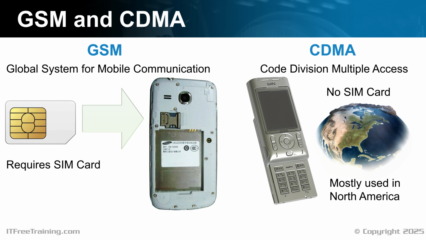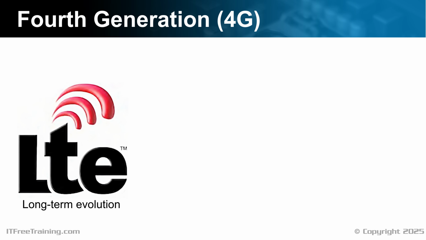Having 2 different mobile networks is not ideal in the long run. The 4th generation of mobile devices addresses the issue of having 2 different networks by introducing long-term evolution, or LTE.